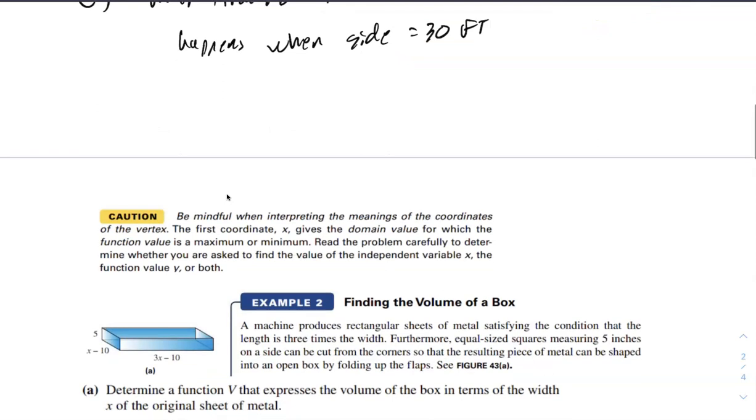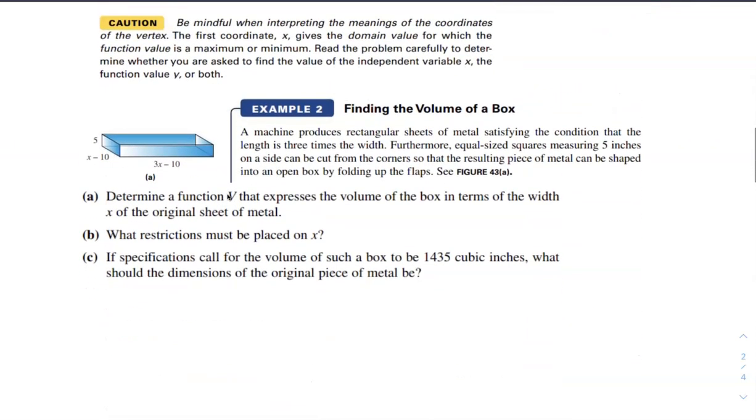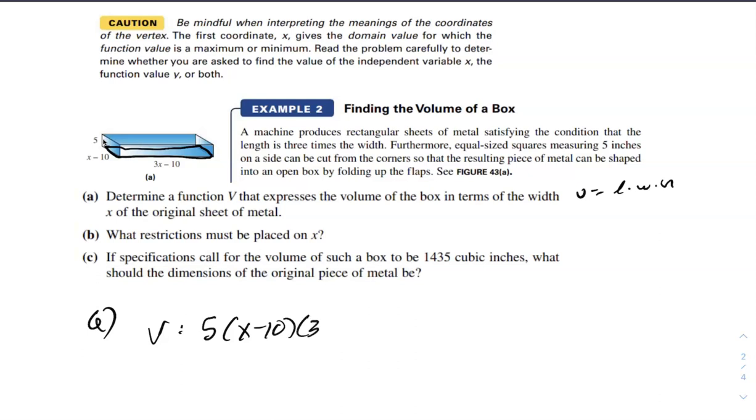So let's do another one. Find the volume of a box. So in this one, they actually give us the picture. So down to that, determine a function that expresses the volume of the box in terms of the original sheet of metal. So they want us to find the volume. Well, volume in general is length times width times height, right? It's area of the base times the height, which is right here. So my volume is going to be, just multiply all those together, 5 times x minus 10 times 3x minus 10. So there's my volume.